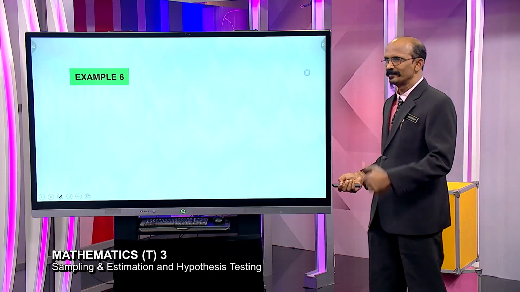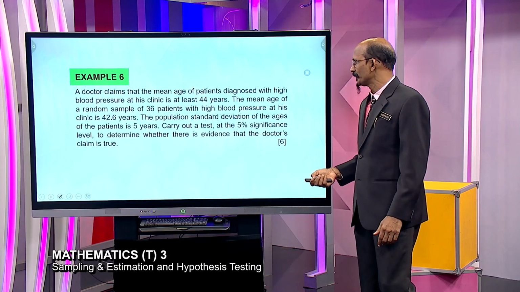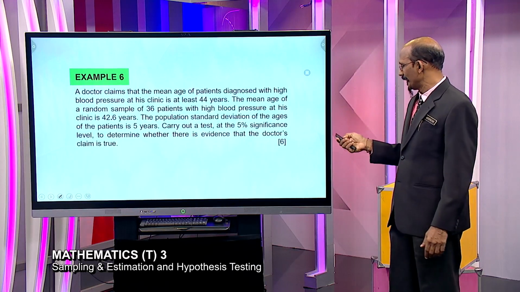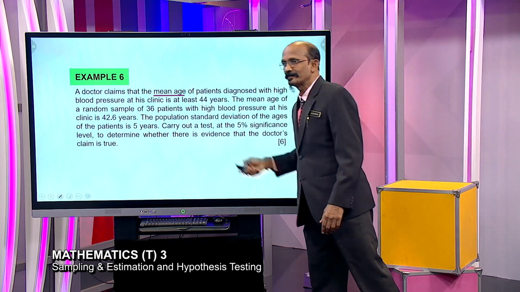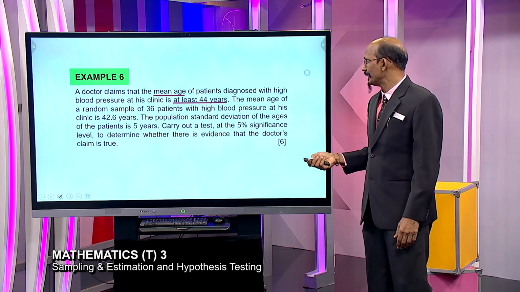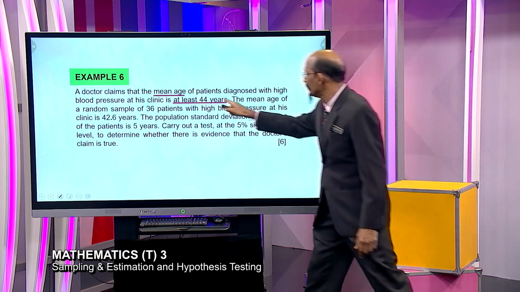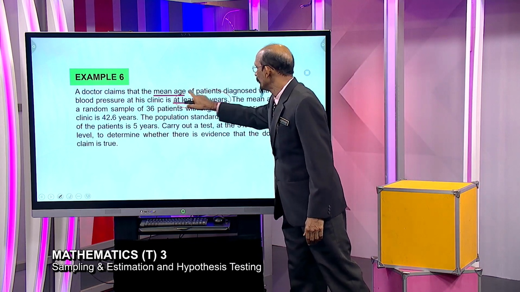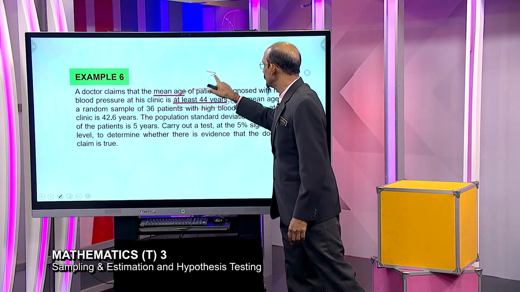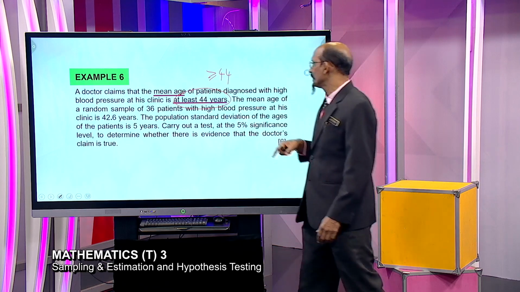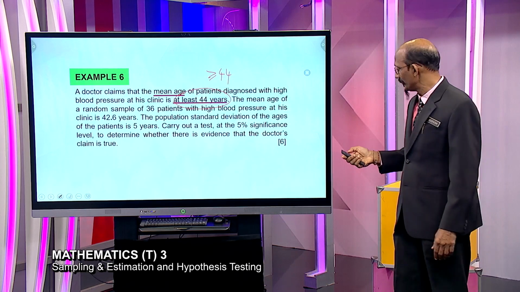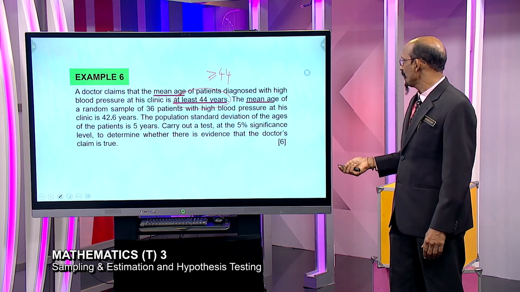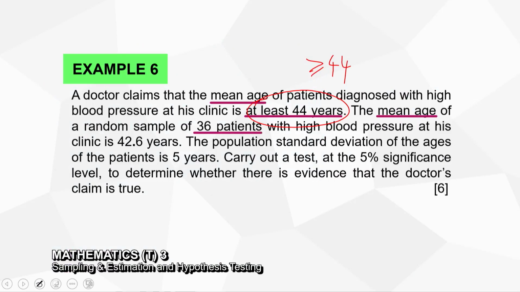Let us see one example. This is a question regarding hypothesis testing, regarding mean age. So I am testing the mean, at least 44 years. This is the key point here: at least 44 means the mean must be greater than or equal to 44, which shows you the null hypothesis. Then the mean age of the random sample of 36 patients is 42.6.